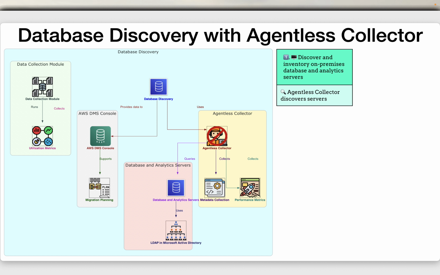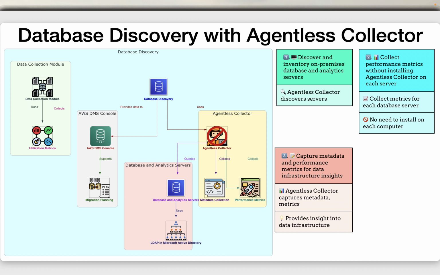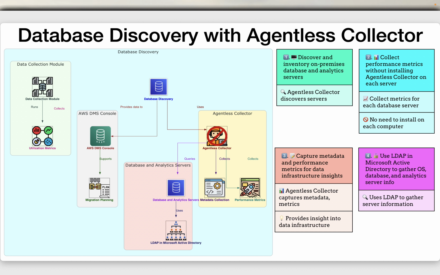The agentless collector can be used to discover an inventory of database and analytics servers in your on-premises environment. You can collect performance metrics for each database server without the need to install the agentless collector on each computer in your environment. The agentless collector database and analytics data collection module captures metadata and performance metrics that provide insights into your data infrastructure. The database and analytics data collection module uses LDAP in Microsoft Active Directory to gather information about the OS, database and analytics servers in your network.